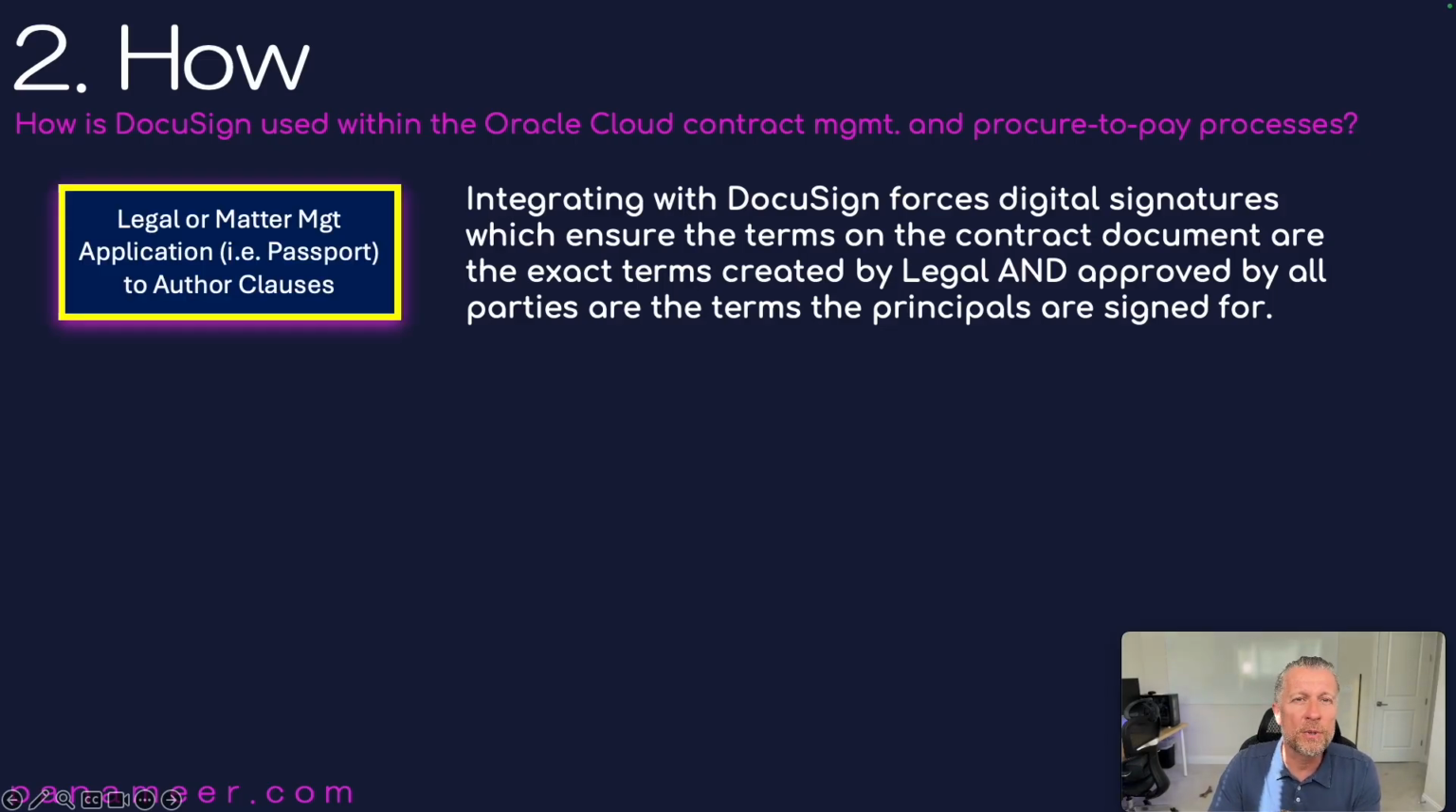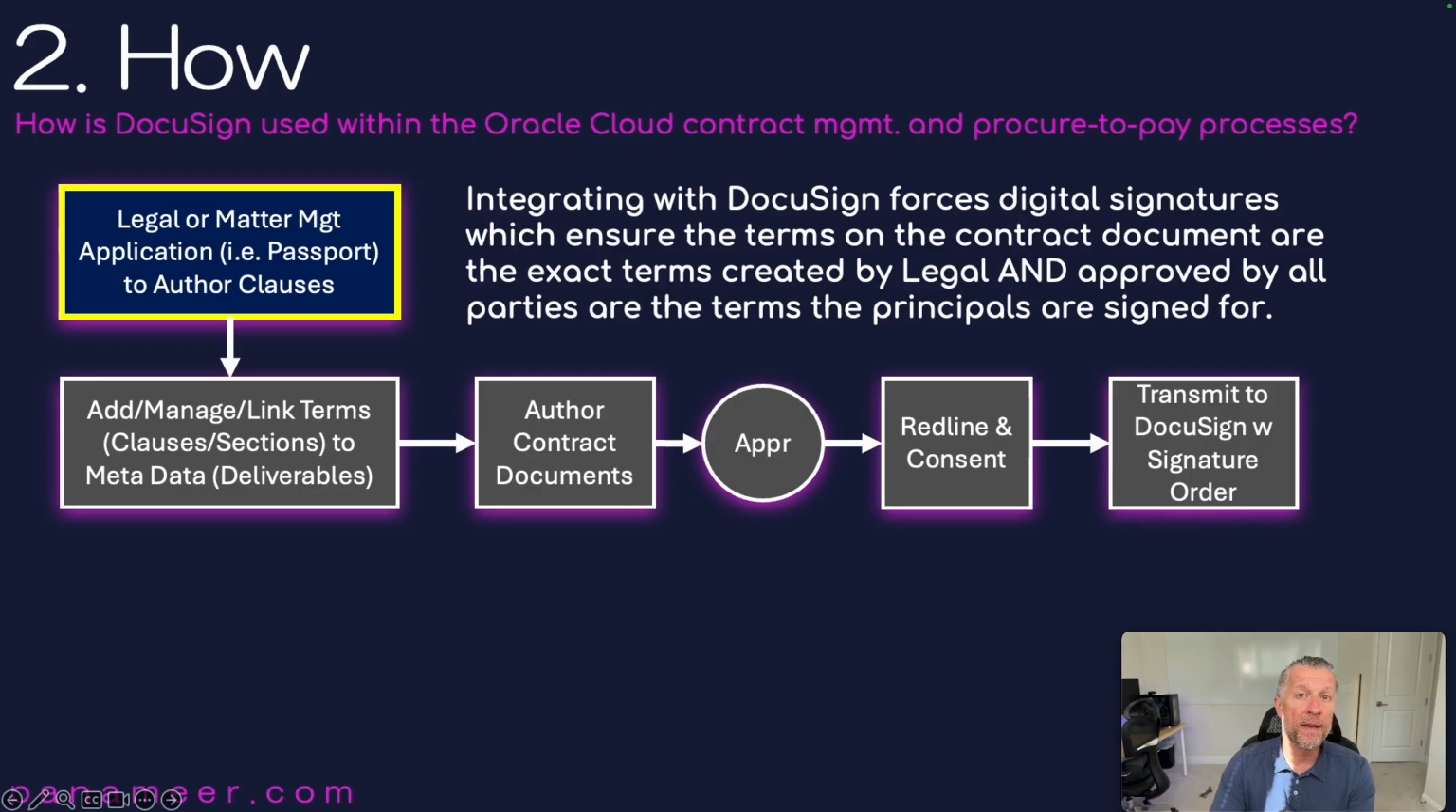First, let's assume that we're starting out in a third-party application, although this could easily be done in Oracle Cloud. Oftentimes lawyers want to operate in some manner or matter management system like Passport. So we use Passport to create the sections, the clauses, the terms, everything in what we call a terms template in Oracle Cloud. Then that data is brought programmatically into Oracle Cloud.